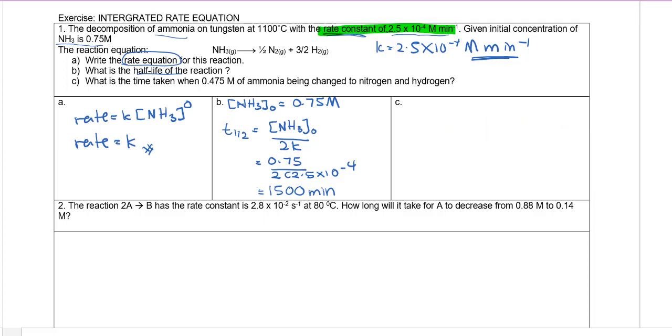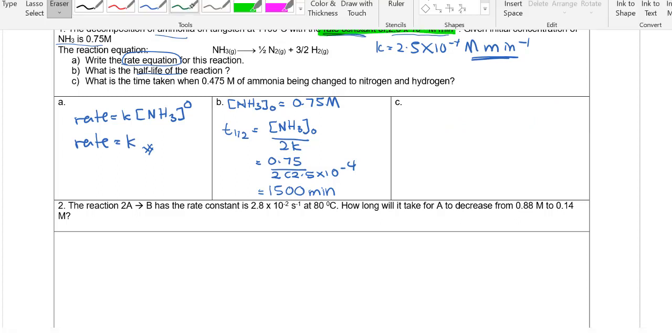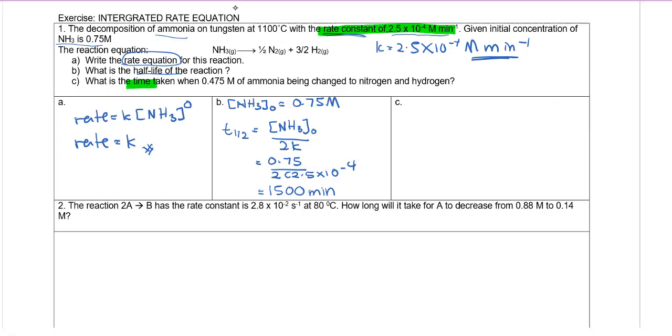Okay, so the last example, what is the time taken when 0.475 molar of ammonia is changed to nitrogen and hydrogen? So 0.475 molar ammonia is converted to product. Nitrogen and hydrogen are your products. So 0.475 is the value of concentration of reactant converted to product. So this is the value that decomposed.